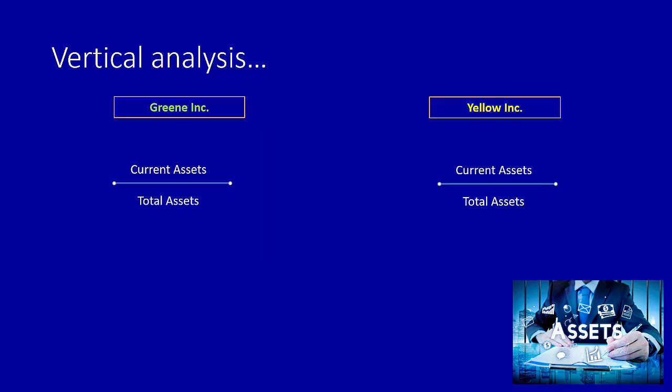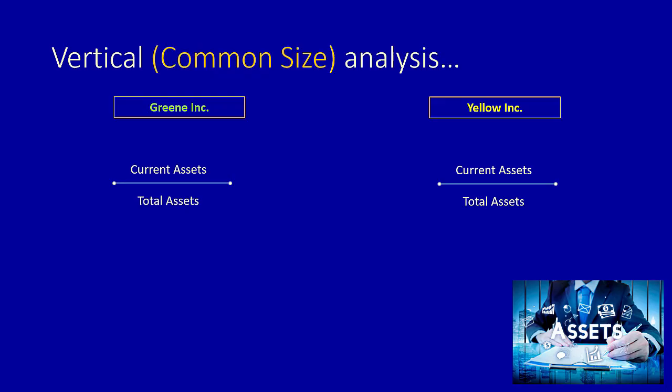Vertical analysis is the only analysis that can be performed between two different businesses within the same industry. Even if the businesses are different sizes, the use of percentages will allow you to compare them because it removes the factor of size. When vertical analysis is used to compare two businesses, it's called common size analysis.